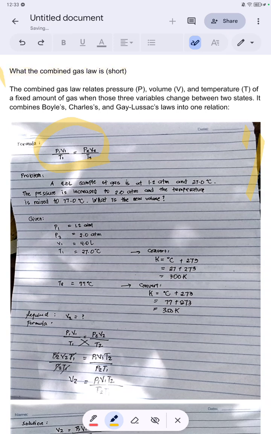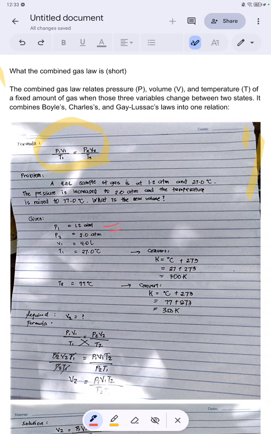Okay, here, look. Sample problem number 1. A 4.0 liter sample of gas is at 1.2 atm and 27.0 degrees Celsius. The pressure is increased to 2.0 atm and the temperature is raised to 77.0 degrees Celsius. What is the new volume? P1 and P2 have the same unit, atm, so it's okay. P1 is 1.2 atm and P2 is 2.0 atm.